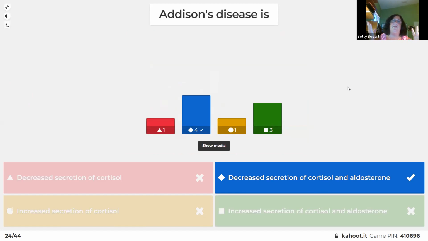So we know that the adrenal gland secretes cortisol and aldosterone. In Addison's disease, there's not enough, so it's decreased. In Cushing's disease, there's too much, and it's usually because we take steroids by mouth also.